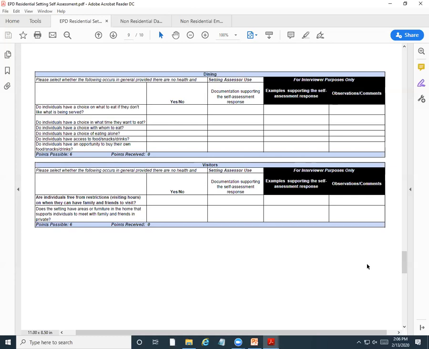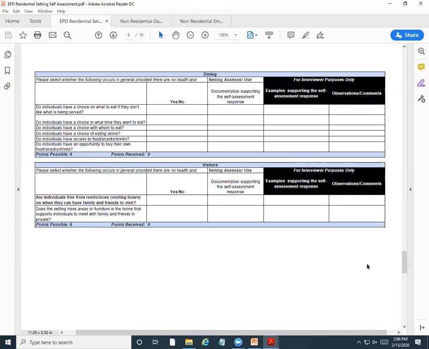Do individuals have a choice in what time they eat? So let's say I have my person-centered planning meeting and it's going to run during dinner. Can I choose to eat before or after, and how could that be accommodated? And again, it doesn't mean it has to be a full 4-course meal. Just how will the setting work with me to accommodate that? Do individuals have a choice with whom to eat? Do individuals have a choice of eating alone?